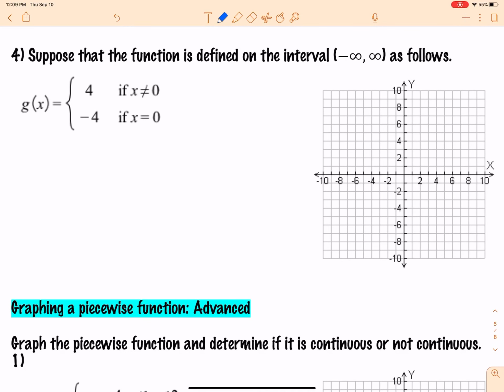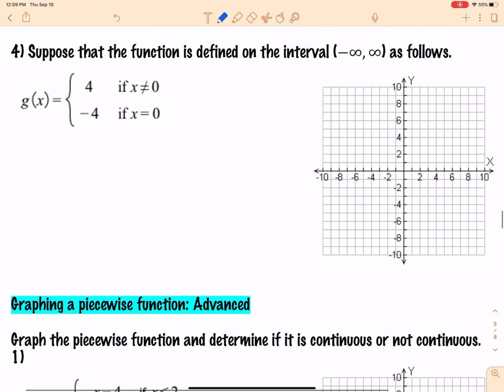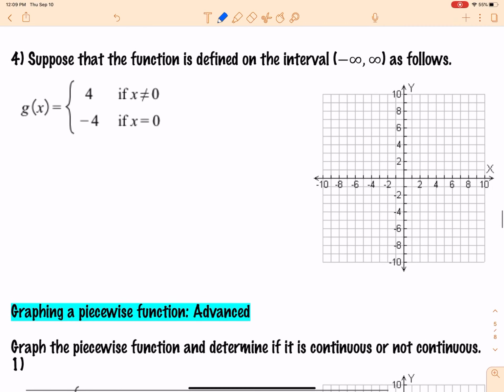So it says, suppose that the function is defined on the interval, which just means all numbers. So this one's different. We've been used to seeing the x part be inequalities, like less than or greater than symbols, but these ones have equal and not equal ones. These are a little bit different. You don't see these too much, but I do want to go over it in case you get confused.